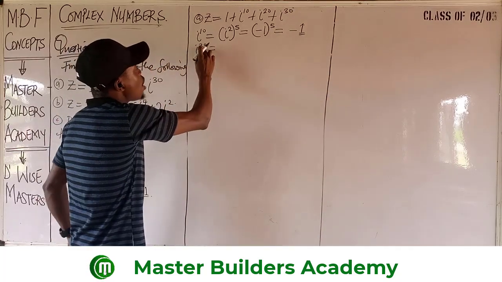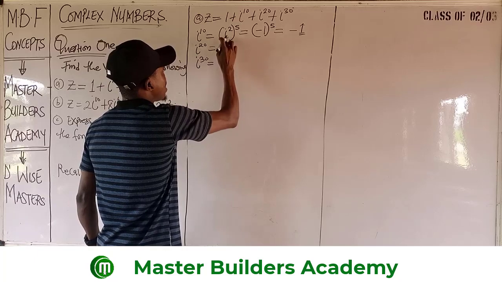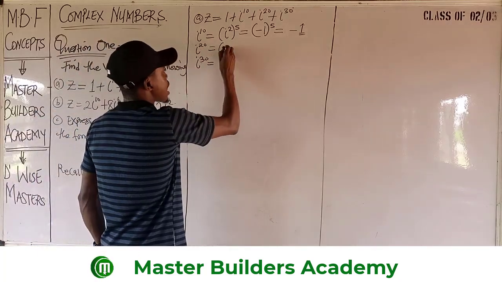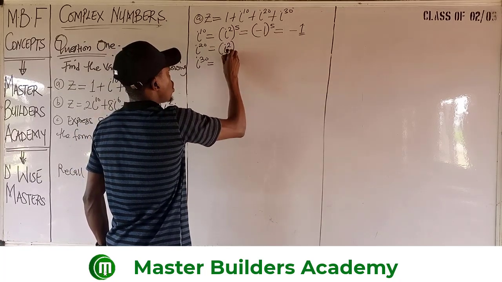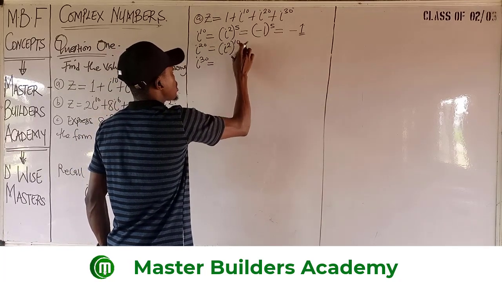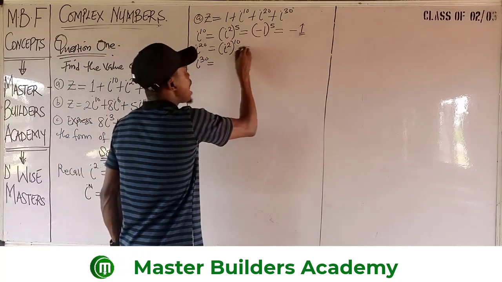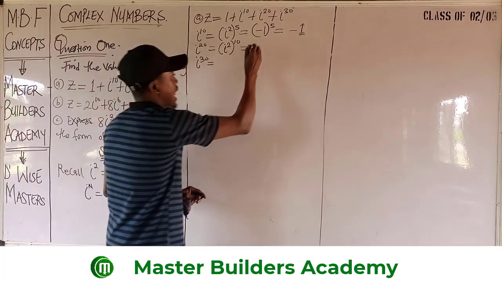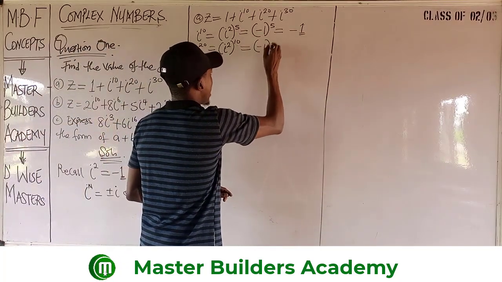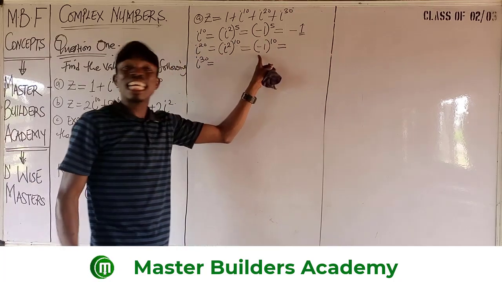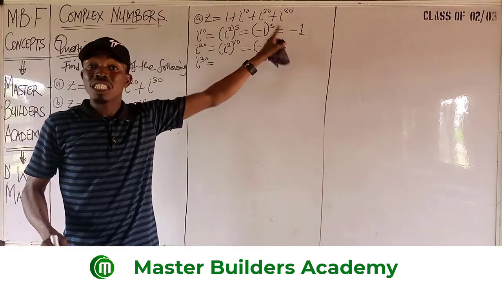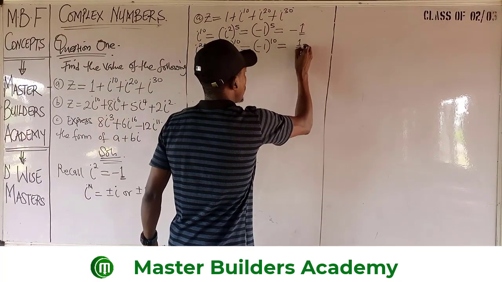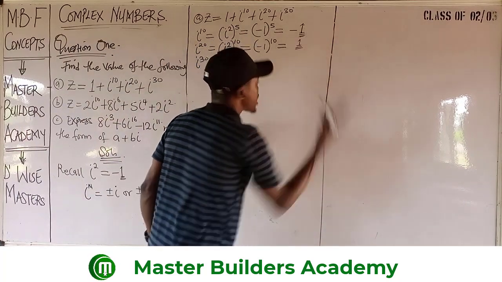Then again, when we come over to i to the power of 20, we're going to do the same thing. 20 divided by 2 will give us 10. So this is i raised to the power of 2, raised to the power of 10. And then i raised to the power of 2 again is -1. Then we put in -1 here, raised to the power of 10. And when -1 is raised to the power of 10, which happens to be an even number, the outcome turns out to be +1. It's as simple as this.